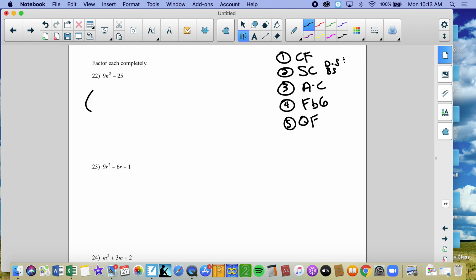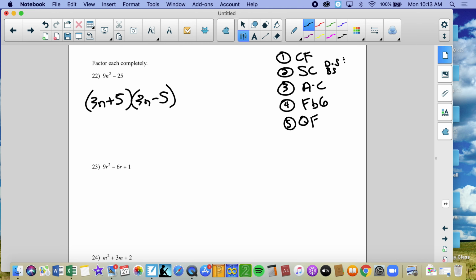I'm going to take the square root of the first, which is 3n. I'm going to take the square root of the second, which is 5. And remember, difference of squares creates conjugates. That's why there's only 2 terms, because the inside and the outside cancel each other. So difference of squares is always the difference of 2 perfect squares. That's why it's called difference of squares.